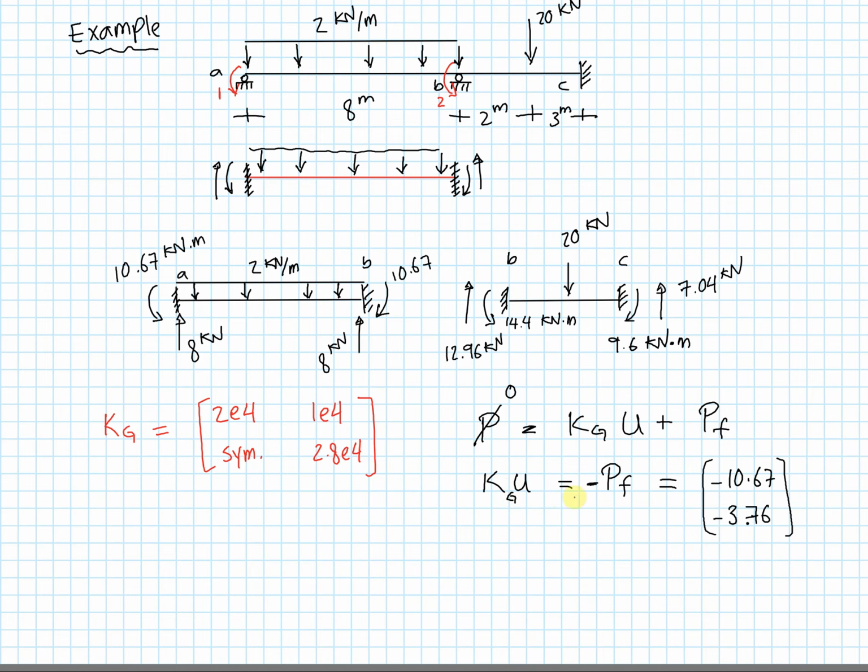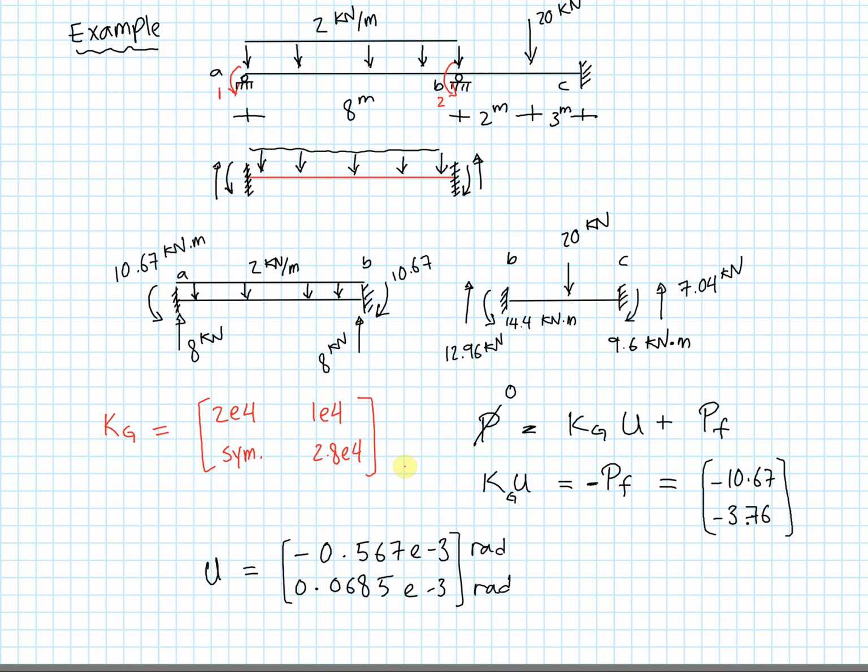We invert this KG and move it over to the right hand side and end up getting a force. Our force is multiplied by the flexibility matrix, and we get a deformed shape that has the following values: 5.67 E minus 3, 0, 6.85 E minus 3. And again, E means times 10 to the power. We have radians and radians. All right?